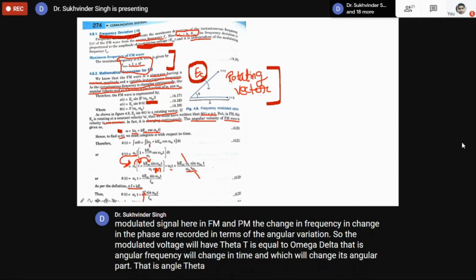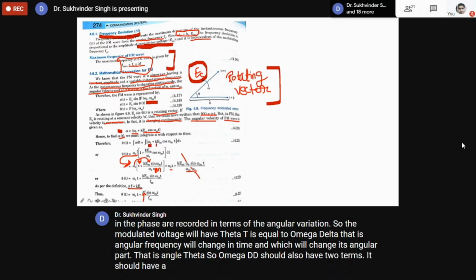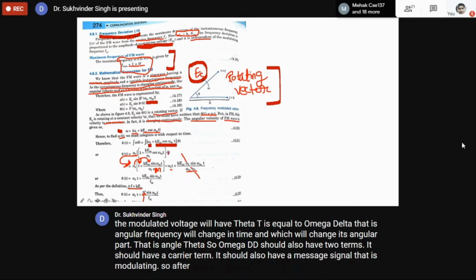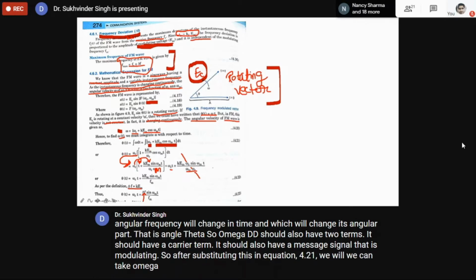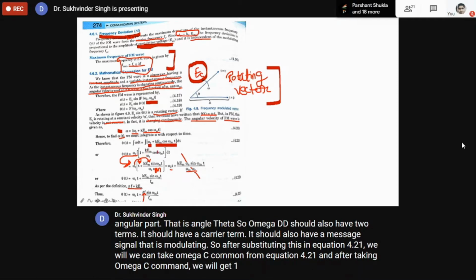So omega dt should also have two terms. It should have a carrier term, and it should also have a message signal, that is the modulating term. After substituting this in equation 4.21, we can take omega c common from equation 4.21, and after taking omega c common, we will get 1 plus K Em by omega c cos omega m t.